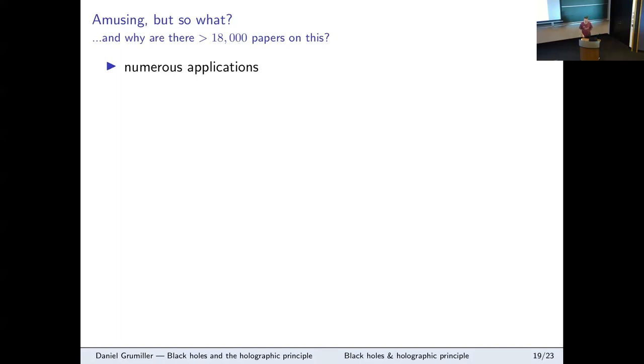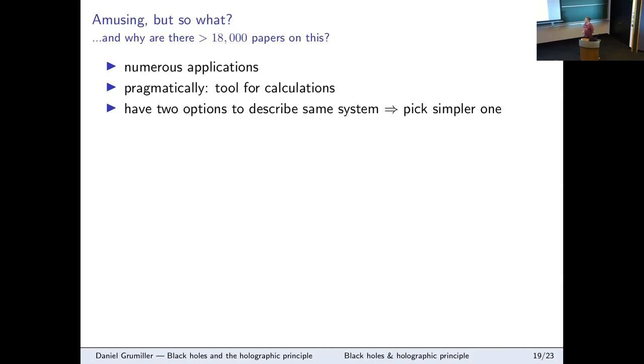Fine, so this is amusing, but you could say, so what? And why are there so many papers on this? Well, the answer is that these holographic correspondences have led to numerous applications. Pragmatically, this is so because it provides a tool for calculations. So we have now two options to describe the same system. And if you have two options to describe a given physical system, you can just pick the simpler one. Sometimes both will be very complicated, so there's no use. Sometimes both will be simple, so then you can choose either of them. But then there are also cases where one formulation leads to very simple expressions and very simple calculations, while the other is practically impossible. And then this holographic correspondence can be fruitfully used to solve problems that otherwise you couldn't solve.